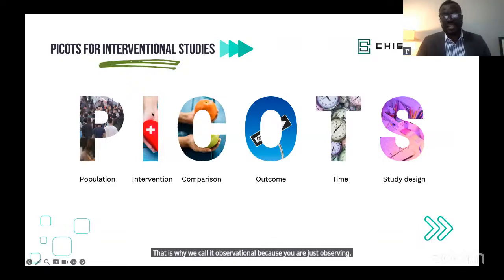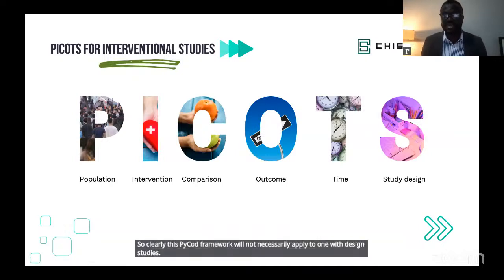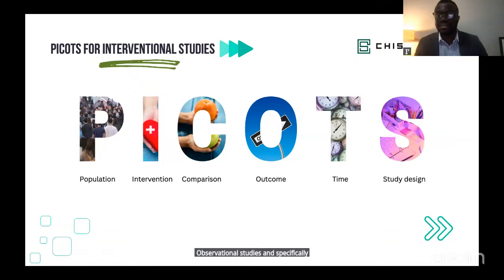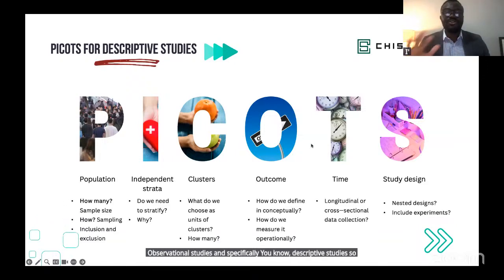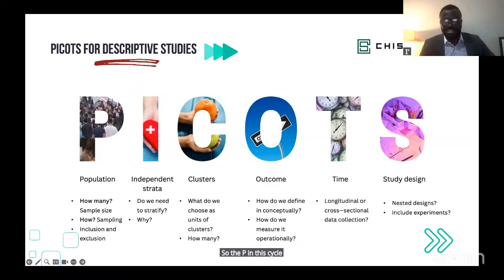So clearly, this PICOT framework will not necessarily apply when we design observational studies, and specifically, descriptive studies. So we're going to talk about a different version of the PICO framework specifically for descriptive studies, and we'll see how that applies in our study design. So the P in this PICO for descriptive study is still population.